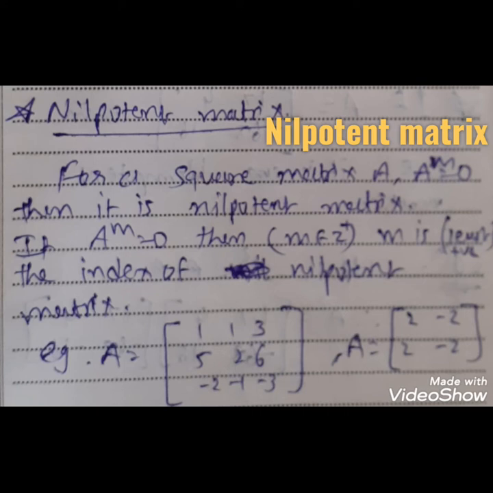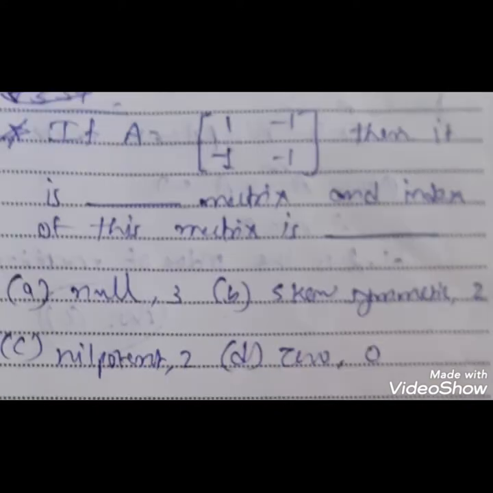Here two examples of matrix A are given, which are in the order of 2 and order of 3. Order 2 we have 2 minus 2, 2 minus 2, and order 3 1 1 3, 5 2 6, and minus 2 minus 1 minus 3. Let us discuss about it. Let us discuss about matrix A equal to 1 minus 1, 1 minus 1.